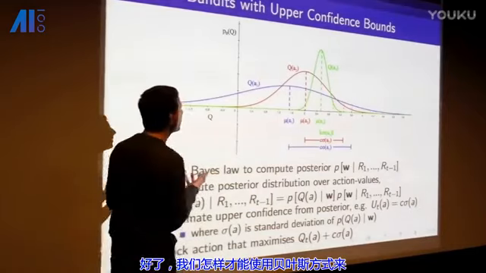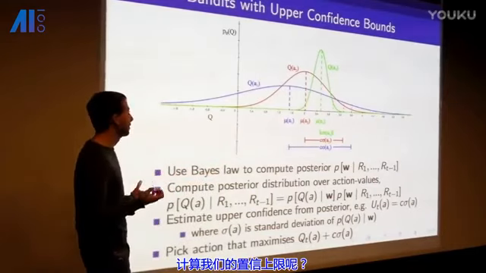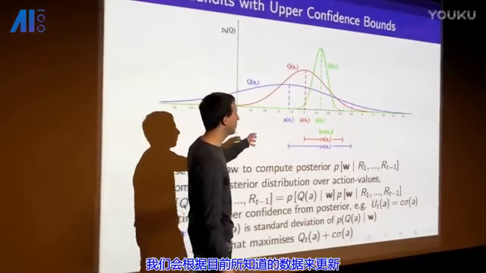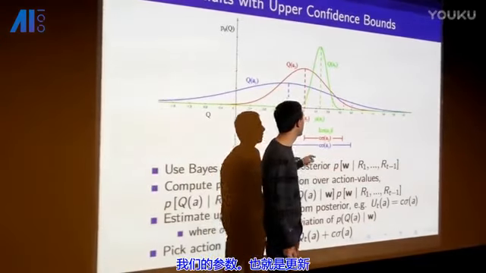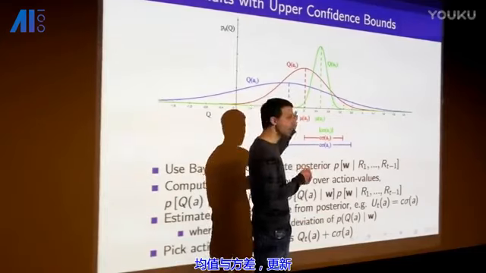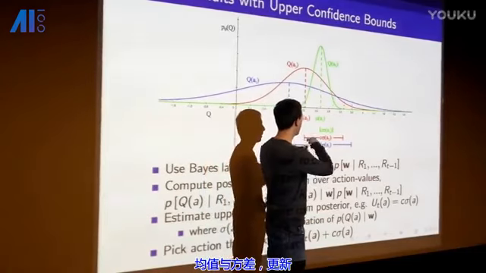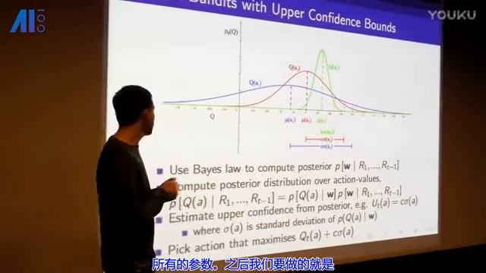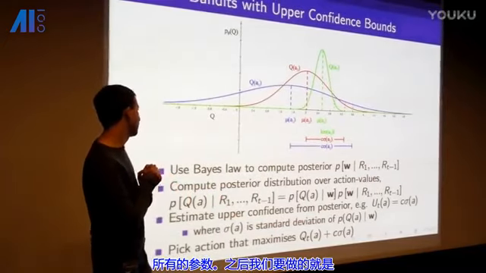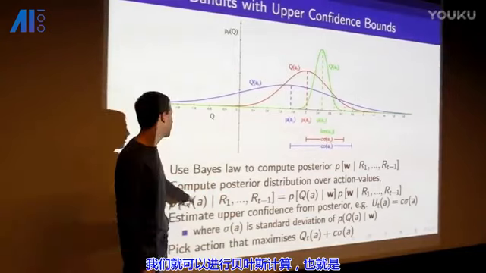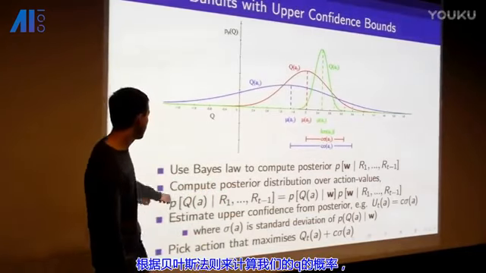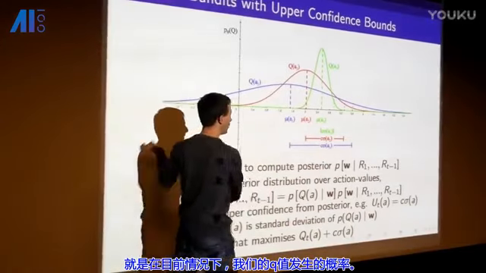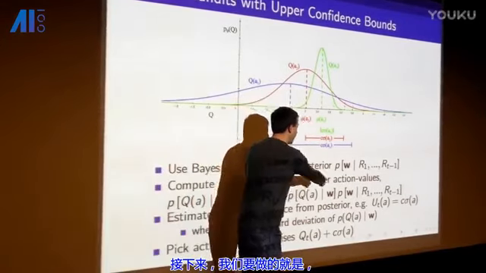Okay, so how can we use this Bayesian idea to compute upper confidence bounds? Well, first of all, we compute our posterior. We update our parameters given the data that we've seen so far. So we update both the means in the normal way, but also our variance parameter. And we can do that basically by using Bayes' law, so the probability of the Q value is conditioned on everything we've seen so far.